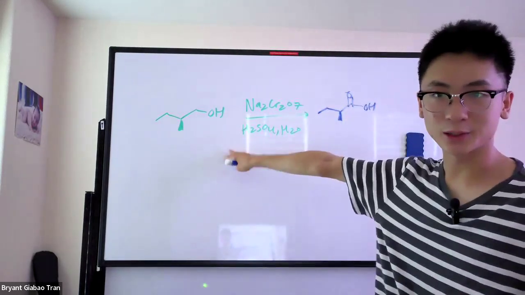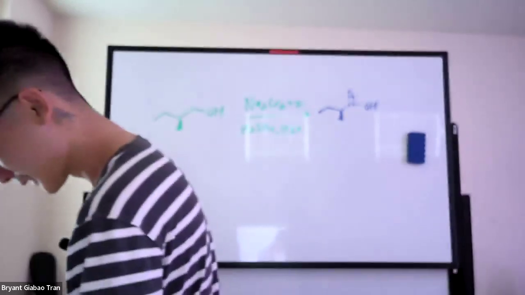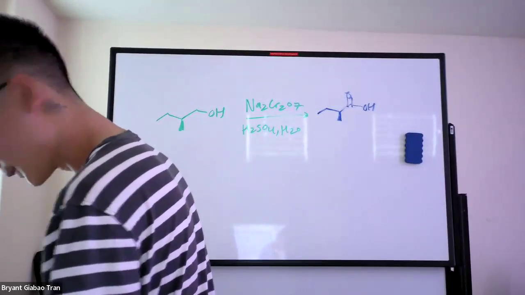What if that was a secondary alcohol? What functional group would you form? Ketone. Yeah, ketone. Okay, let's do this one here.